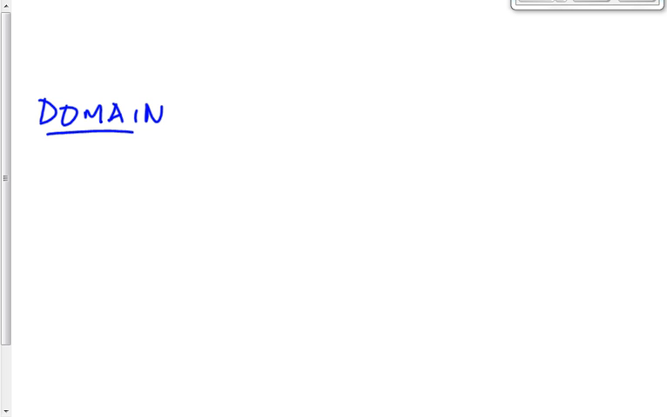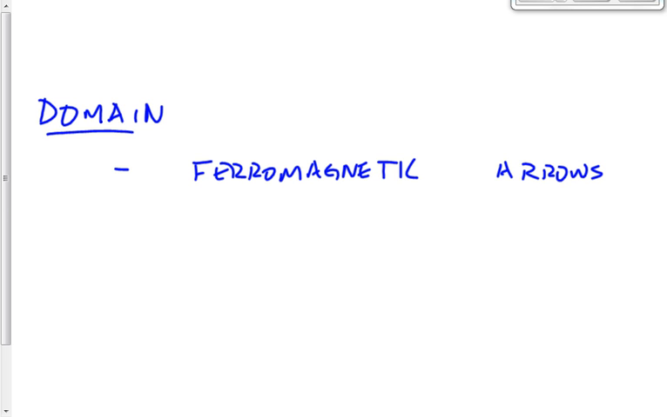All right then. It is a tiny little region inside a ferromagnetic material. That's the first big word in that definition, the word that probably makes the definition kind of tough. It's a tiny little region inside a ferromagnetic material that's represented by arrows. What's a ferromagnetic material? Good, a material that can become magnetized. Not that is magnetized, but that can become magnetized.